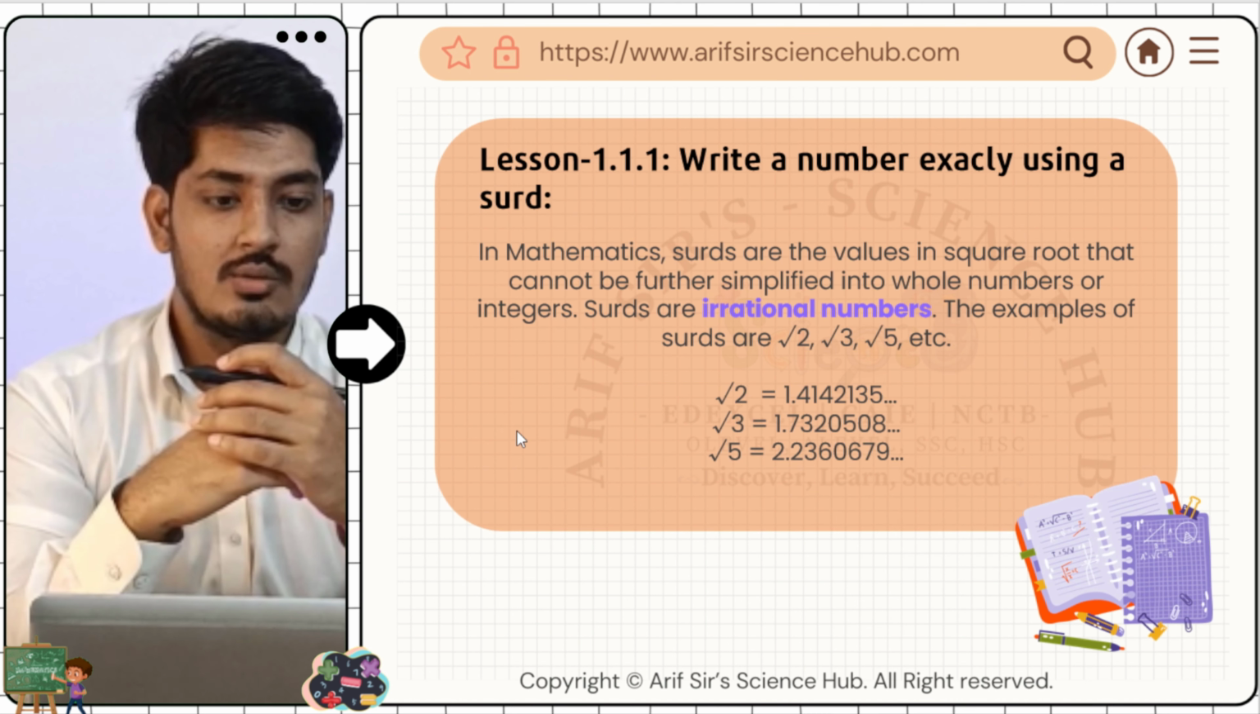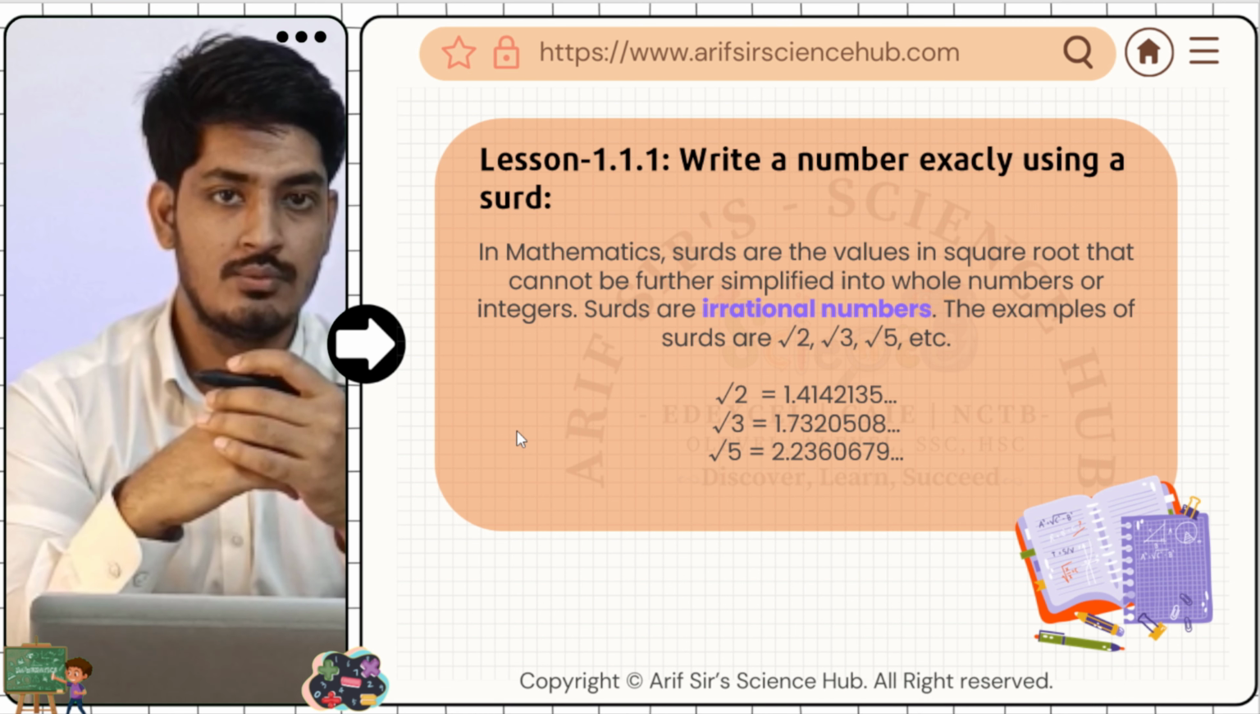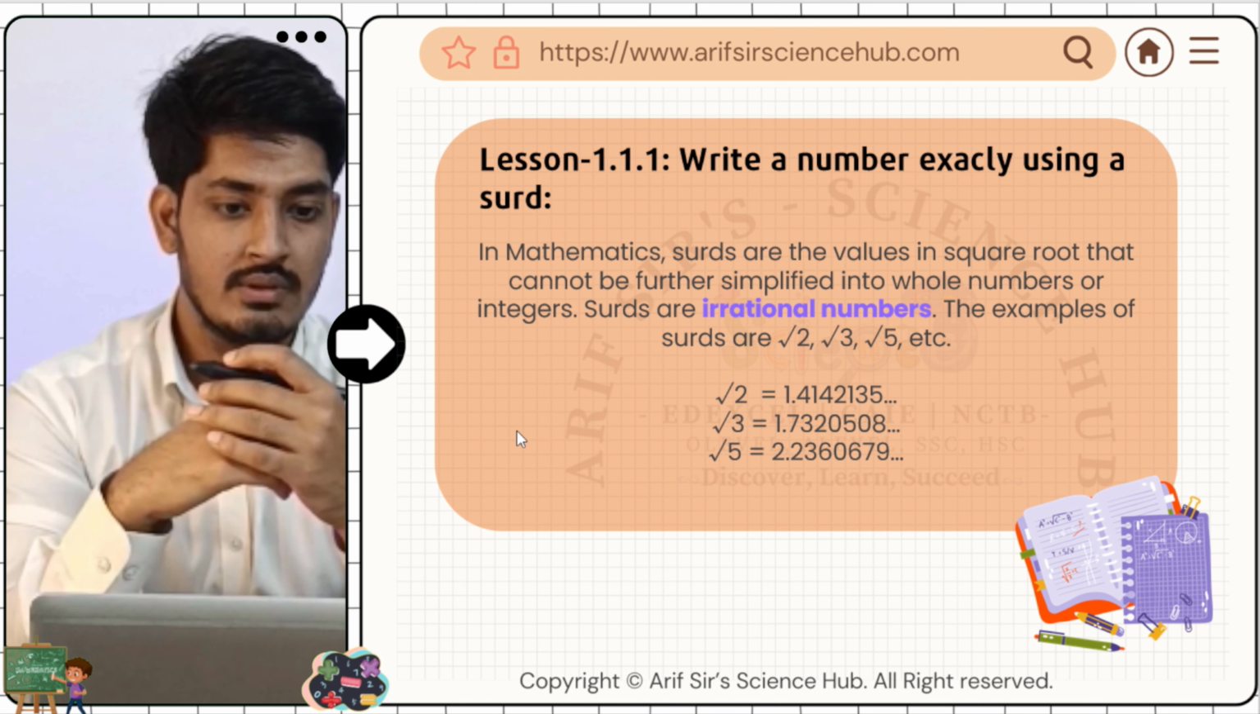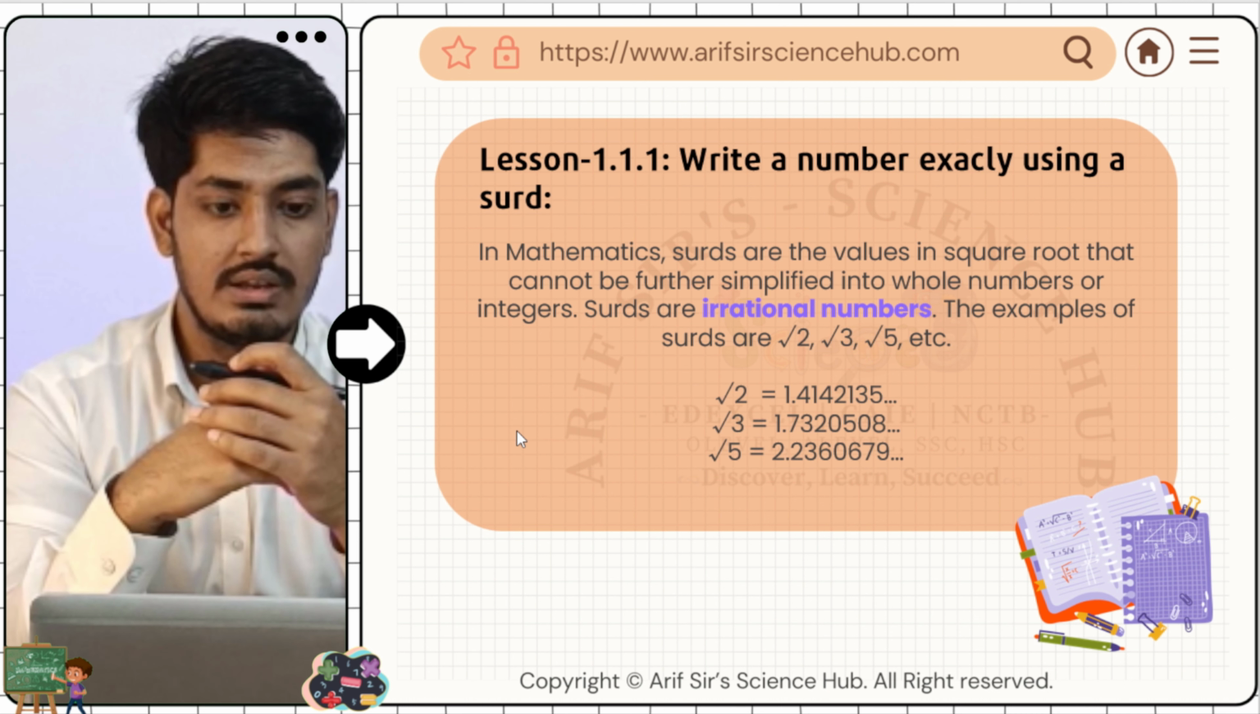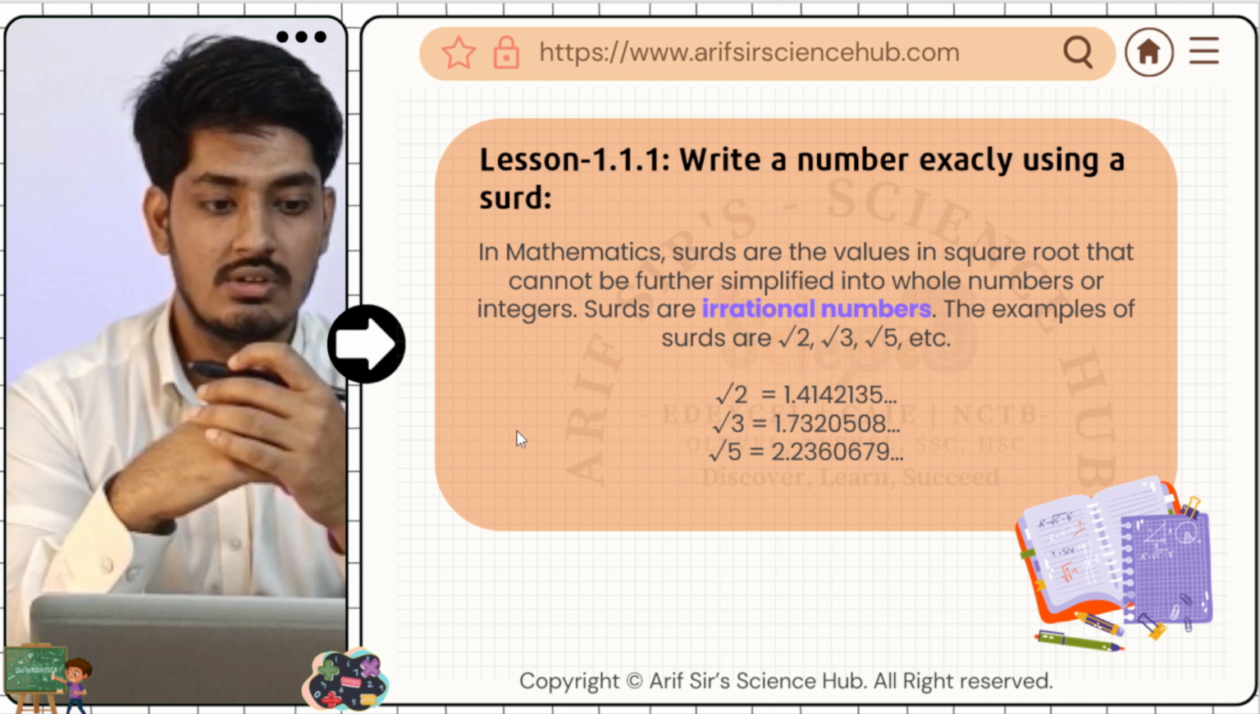So this is lesson point 1, and it's about writing a number exactly using a surd. Before we move to the exercise, we have to know the definition of a surd. In mathematics, surds are values in square root that cannot be further simplified into a whole number or integer. So surds are irrational numbers.